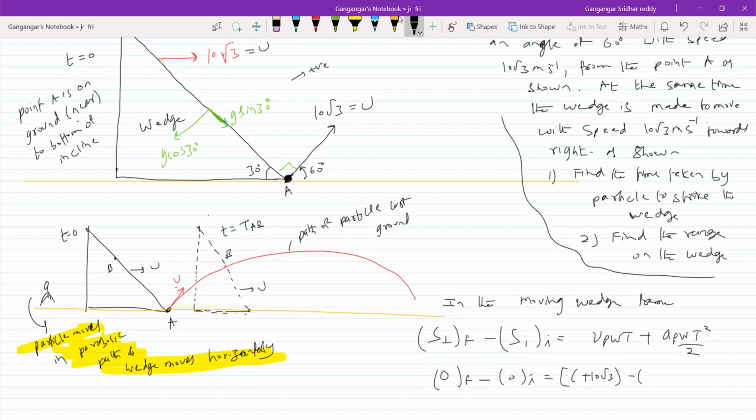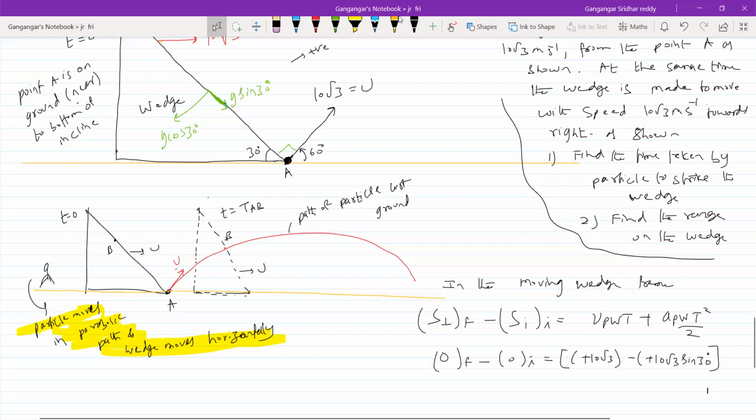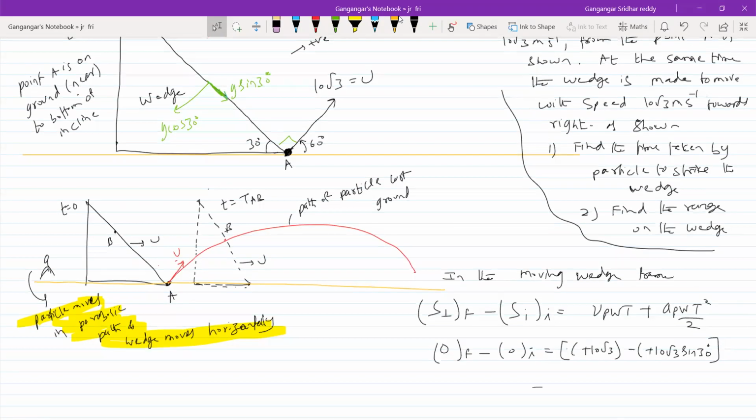Velocity of the wedge. I should resolve that velocity, no? So how much will it be? 10 root 3 sin 30, plus acceleration of the particle. What is the acceleration of the particle perpendicular to the incline? Minus g cos 30. Acceleration of the incline, the wedge is moving with constant velocity, that will be zero, no?